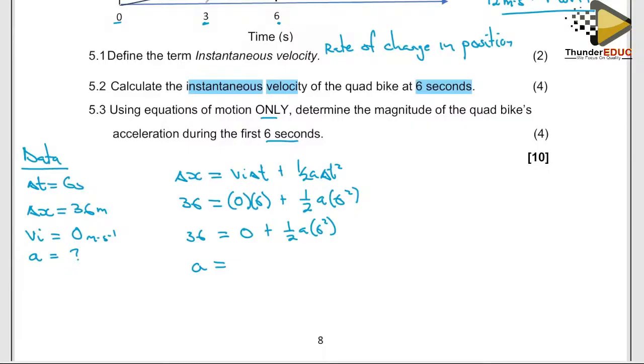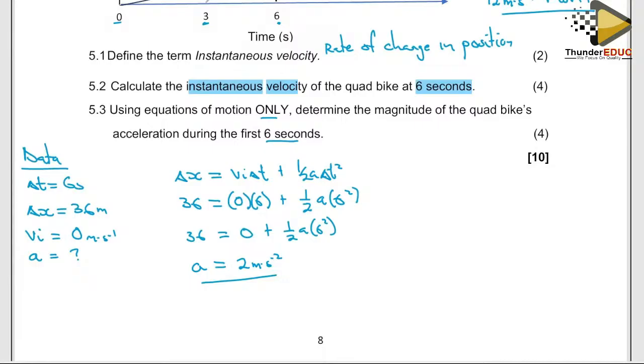I'm going to get 36 over half of 6 squared, and I'm going to get a value of 2 meters per square second, right? So it's 2 meters per square second. So this is the first option.